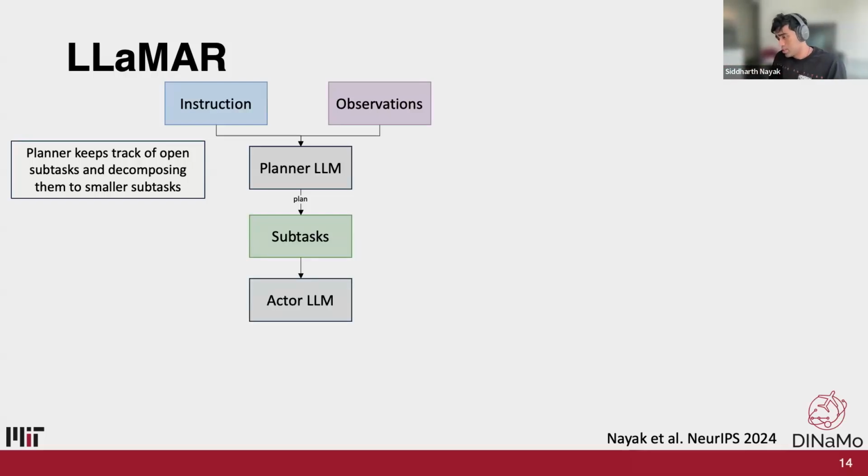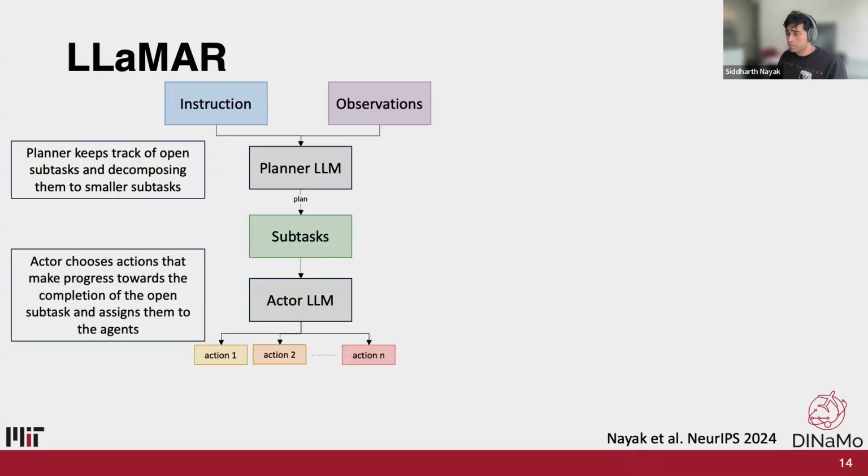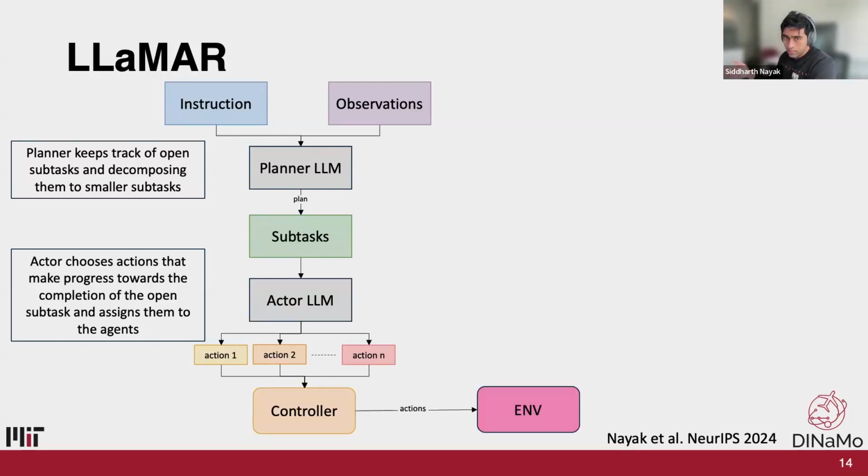Then this list of subtasks is fed into the actor language model along with the observations and instruction. And it basically decomposes this subtask into a list of actions that each agent could carry out. So it's basically assigning each of the agents the action that it needs to take. I will walk you through a working example after this overview. All these actions are then executed in the controller, and it's fed into the environment. So when you execute something in the environment, you get the new observation.